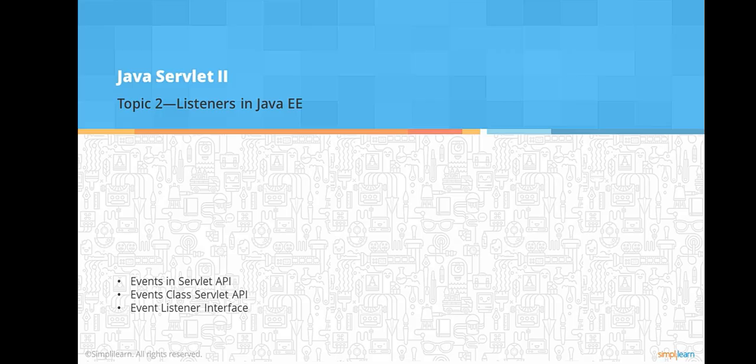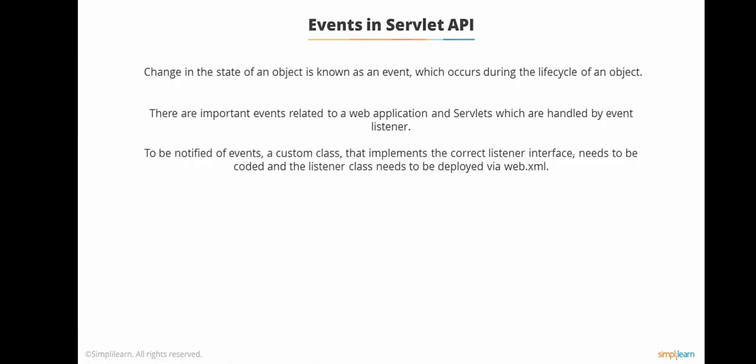Let's now move to our second topic, which is listeners in Java Enterprise Edition. Here we'll talk about events in the Servlet API, event class in the Servlet API, and event listener interface. Let's start with events in the Servlet API. Change in the state of an object is known as an event, which occurs during the life cycle of an object. There are important events related to a web application and servlets which are handled by event listener. To be notified of events, a custom class that implements the correct listener interface needs to be coded, and the listener class needs to be deployed via web.xml.